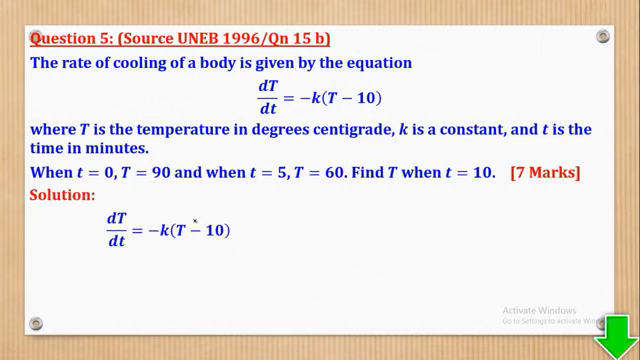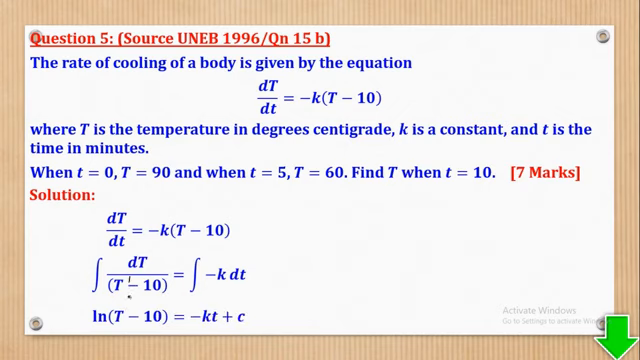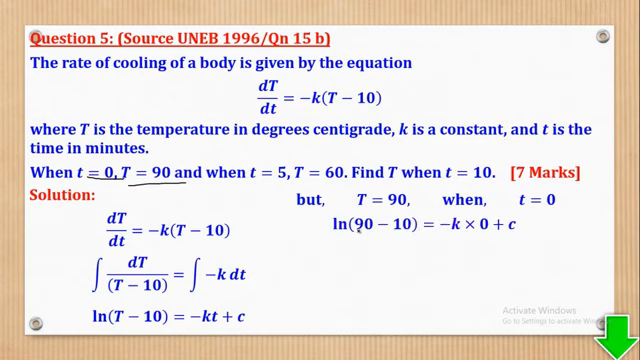So we shall first rewrite the given differential equation, then we separate variables and put integrals on both sides. The next is to integrate. So when I integrate, this gives you that and this gives you that, plus constant of proportionality. But you already know that T is equal to 90 when t is equal to 0. So we shall come and substitute for temperature and for the time. And that gives us the value of C as ln 80. Therefore the equation becomes that.